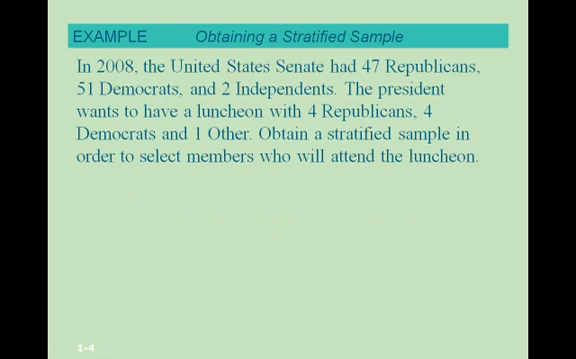Let's look at an example of obtaining a stratified sample. In 2008, the United States Senate had 47 Republicans, 51 Democrats, and 2 Independents. The President wants to have a luncheon with 4 Republicans, 4 Democrats, and 1 other. Obtain a stratified sample in order to select members who will attend the luncheon.